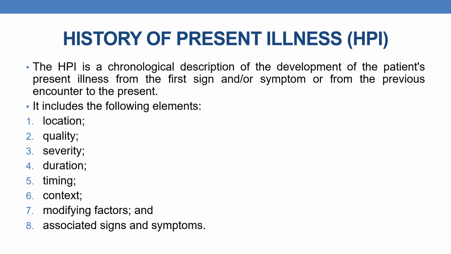And what are the elements of HPI? This is also an important point. HPI has 8 elements. The 8 elements are location, quality, severity, duration, timing, context, modifying factors and associated signs and symptoms. History of presenting illness or HPI has 8 elements which govern the types of HPI.